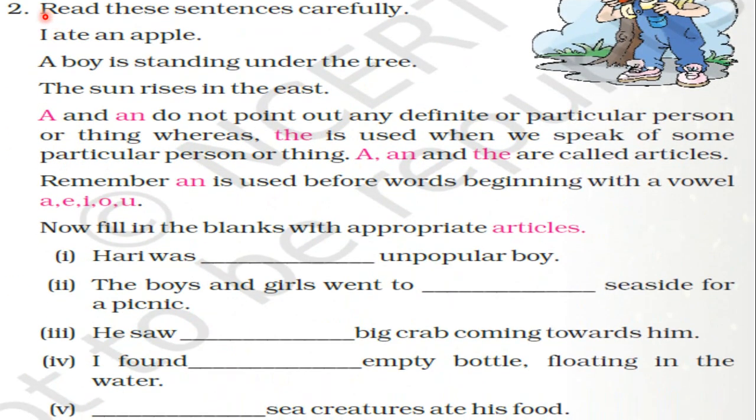Yes. Now, read these sentences carefully. I ate an apple. A boy is standing under the tree. See, this boy is standing under the tree. The picture is not clear, but he is standing. He is standing under the tree. The sun rises in the east. A and an do not point out any definite or particular person or thing, whereas the is used when we speak of something particular.